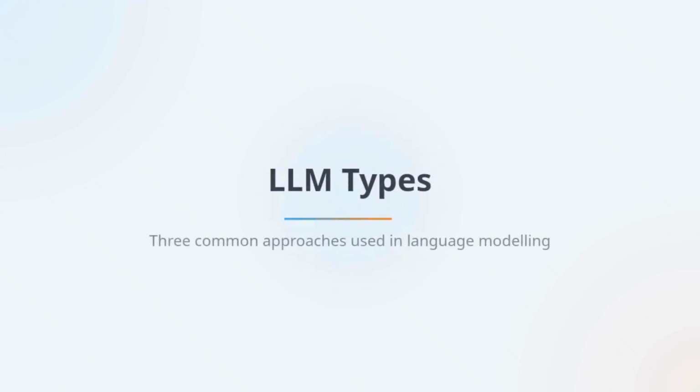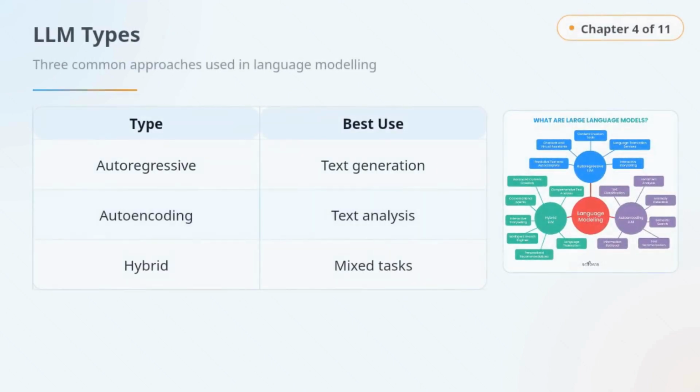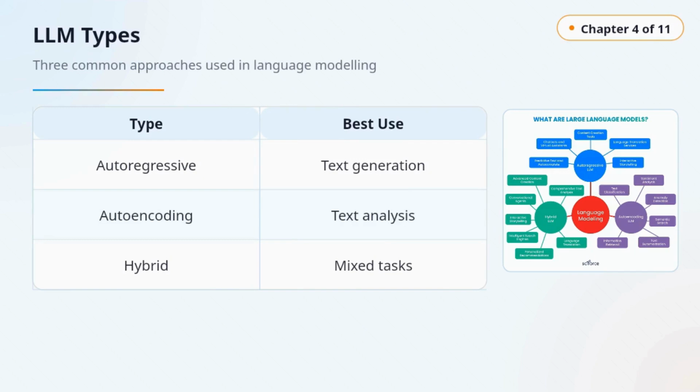Now let us look at this in a simple table format. LLM types. Three common approaches used in language modeling. Not all LLMs work in exactly the same way. Autoregressive models predict the next word and are great for generation. Autoencoding models focus more on understanding and reconstructing text, so they are useful for analysis tasks. Hybrid models combine both strengths, making them flexible for complex applications.